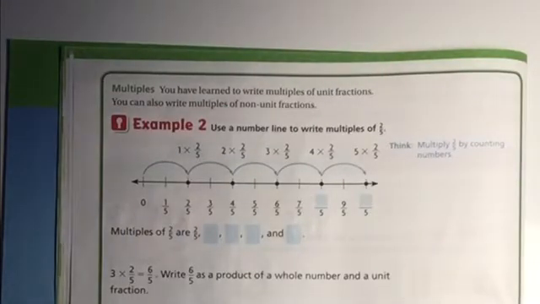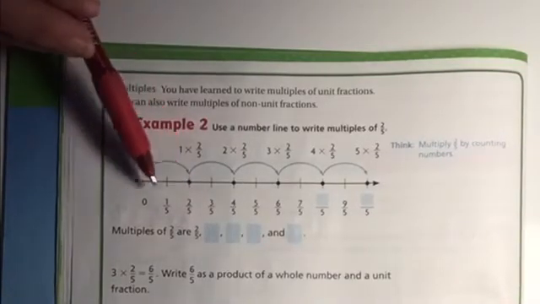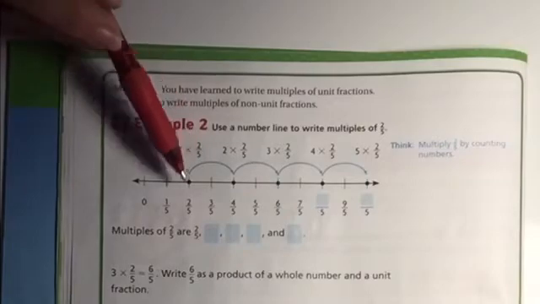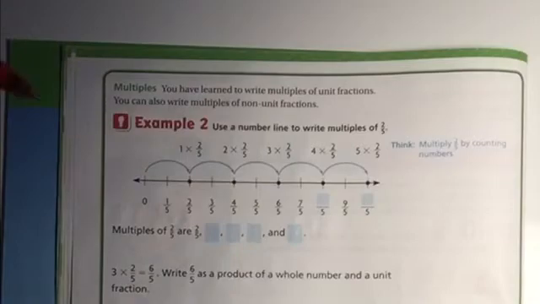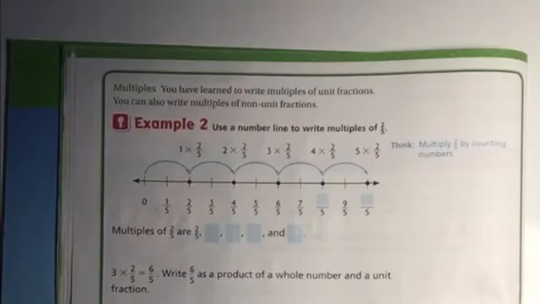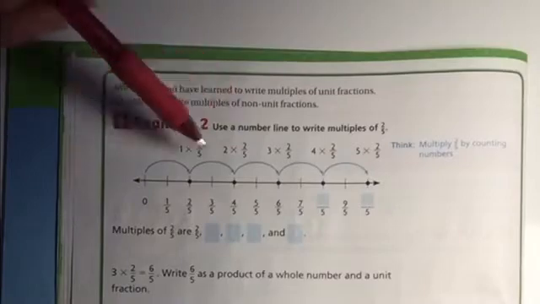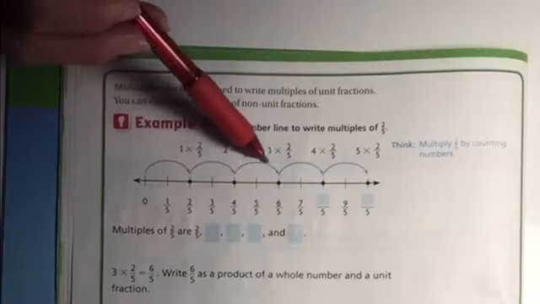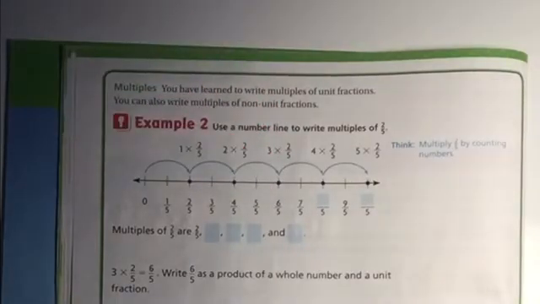The next problem says to use a number line to write multiples of 2/5. Instead of counting by 1/5, we're going to skip count by 2/5 this time. That's almost like counting by 2s, but using fractions. So 1 times 2/5 is 2/5. Then we hop over a fifth plus a fifth, that's another 2/5. So 2 times 2/5 equals 4/5. Then another two fifths, and now we have 2/5 plus 2/5 plus 2/5. That's 3 times 2/5 equals 6/5.